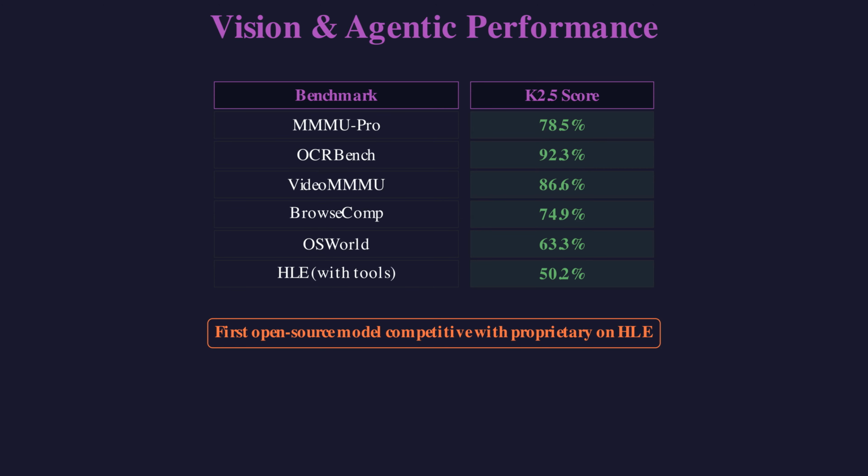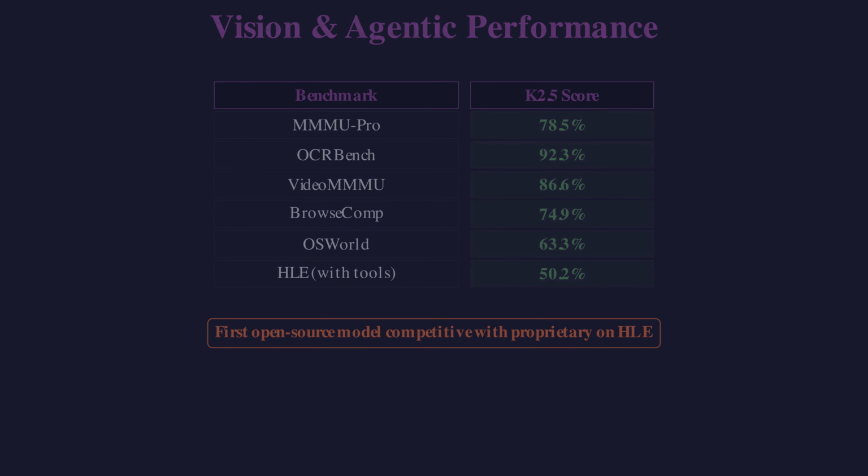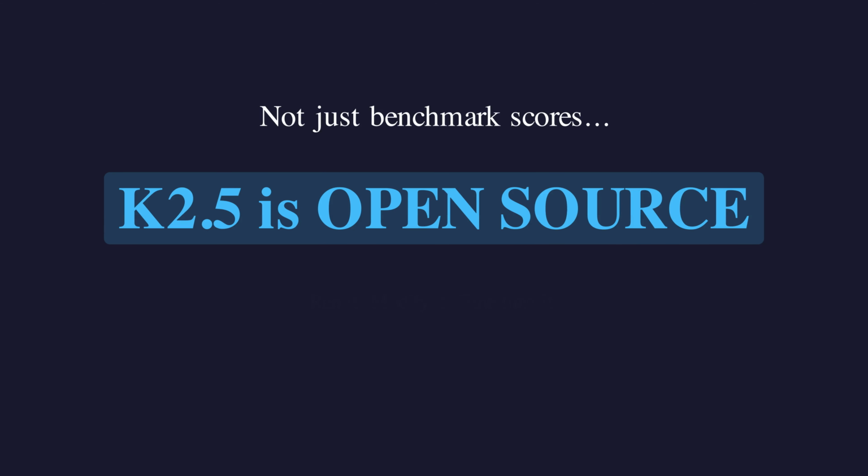On vision, MMMU Pro reaches 78.5, OCRBench hits 92.3, and Video MMMU scores 86.6. On agentic tasks, BrowseComp lands at 74.9, OSWorld at 63.3, and on Humanity's Last Exam, it scores 50.2%. That makes it the first open-source model that's genuinely competitive with proprietary systems on what's considered the hardest benchmark in AI right now. But benchmarks are just a snapshot.